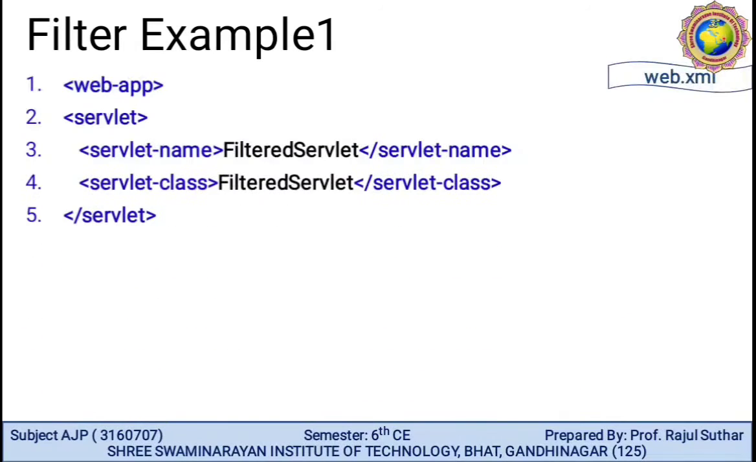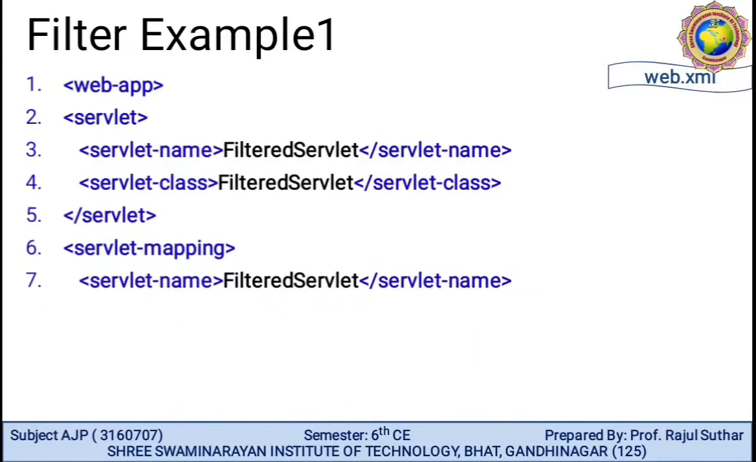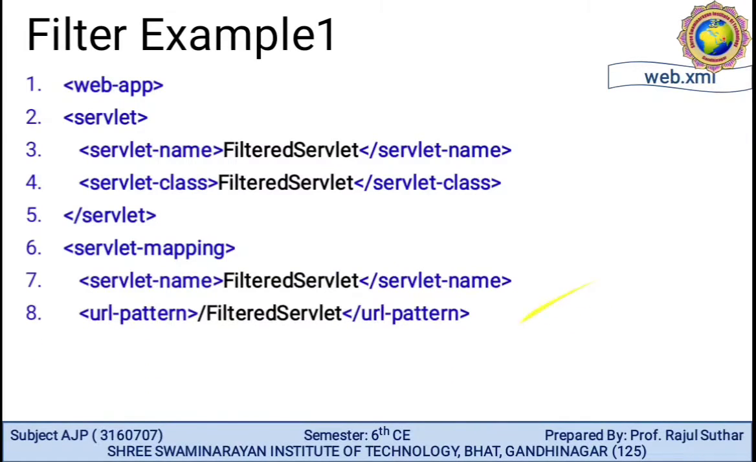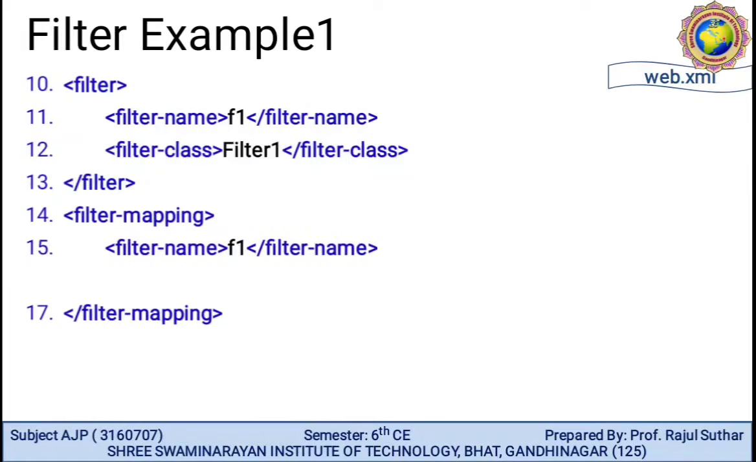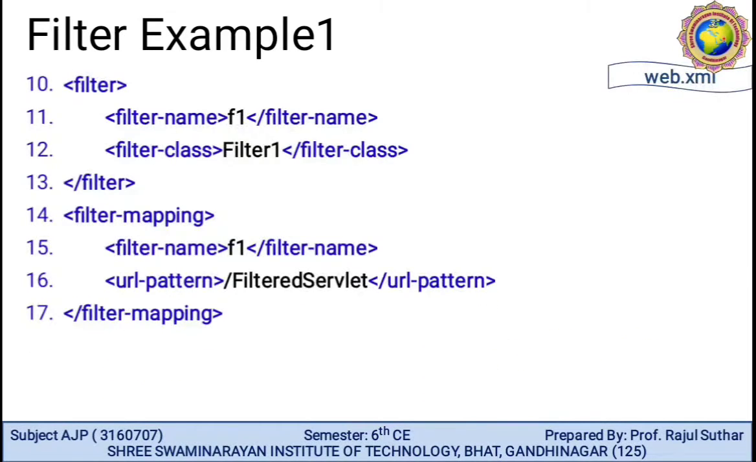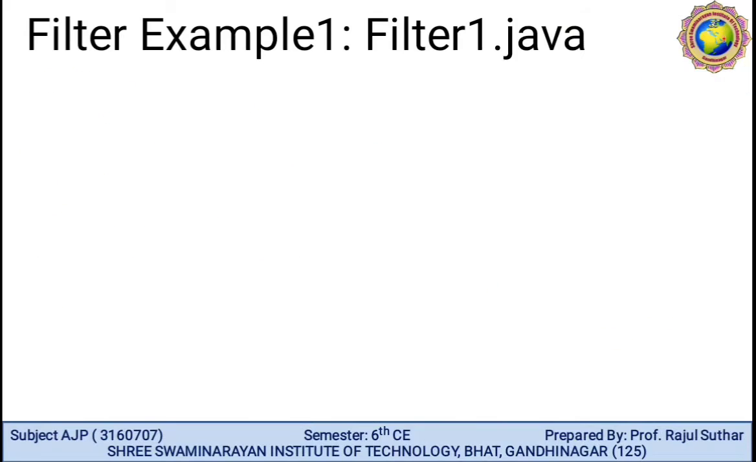What is the configuration of the web.xml file? Here in the web.xml we require the name of the servlet, like FilterServlet, and in the same way the class name is FilterServlet. One mapping, servlet-mapping, requires the name of the servlet, that is FilterServlet, and the pattern is also FilterServlet, that is the URL pattern. And web.xml again needs one filter name, that is f1, and the name of the class is Filter1. So we map this filter by f1 and the filter class.